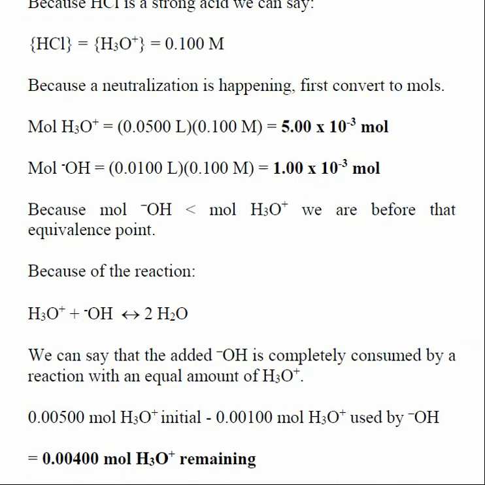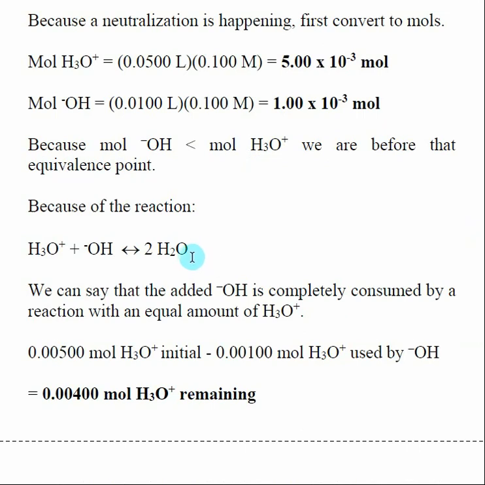The next thing you want to do is see where we are at in this titration curve. Here, the number of moles of hydroxide is less than the number of moles of hydronium, so we know that we are still before the equivalence point. We also know that hydronium and hydroxide neutralize each other, and that this happens in a 1-to-1 mole ratio. So for every 1 mole of hydroxide that we add to this titration, we use up 1 mole of hydronium. Because we're before the equivalence point, what we want to do is find out how many moles of hydronium remain after we do the reaction with hydroxide.